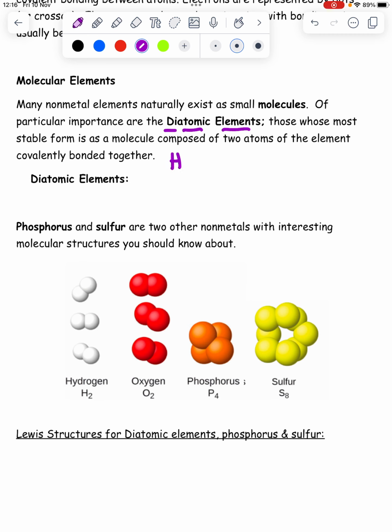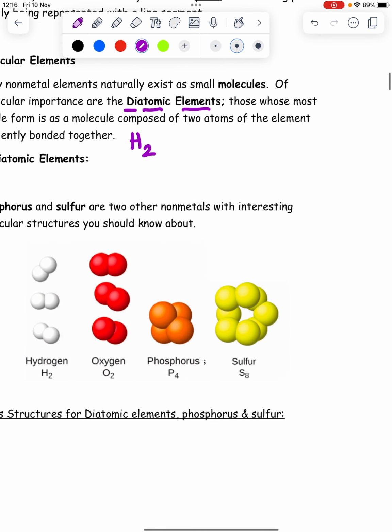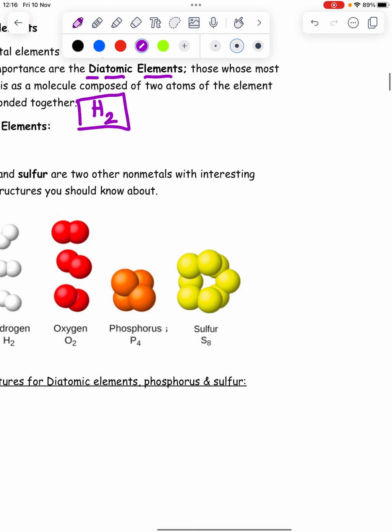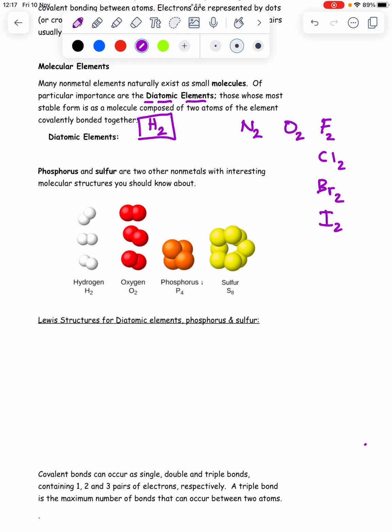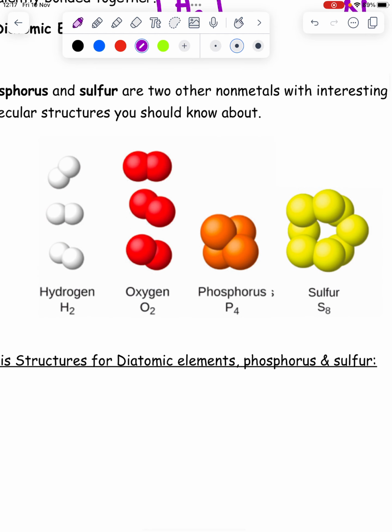Those elements are hydrogen. When we have hydrogen gas, it's not just H atoms, it's actually little H2 molecules. Hydrogen is kind of by itself on the periodic table, but the other 6 are right next to each other. They are N, O, F, Cl, Br, and I. So when you have nitrogen gas, you don't just have N atoms, you have N2 molecules, O2 molecules, F2 molecules, and so on. These are the diatomic elements. This is a sort of cartoon image of what a hydrogen molecule would look like, or an oxygen molecule.